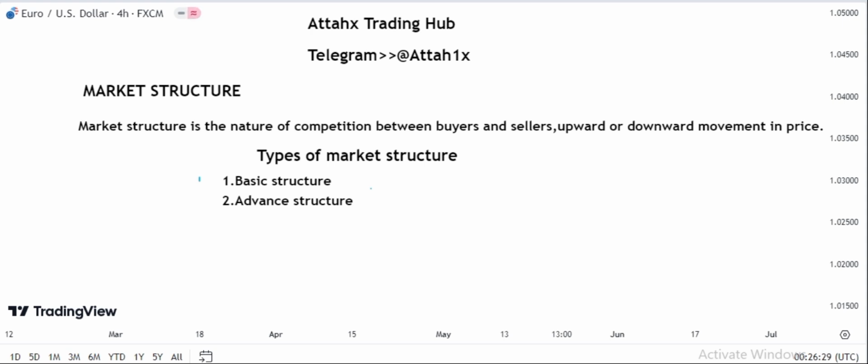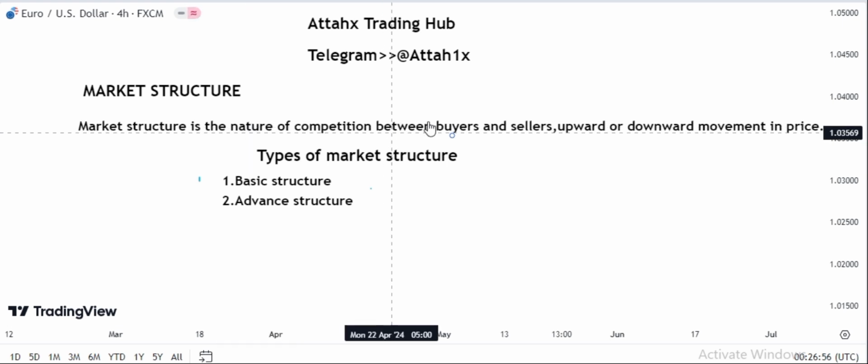So talking about market structure, first of all, what is market structure? As a trader, you're supposed to know everything that has to do with market structure so that you can actually scale through in whatsoever strategy you're trading. Market structure is the nature of competition between the buyers and the sellers, upwards or downwards movement of price.